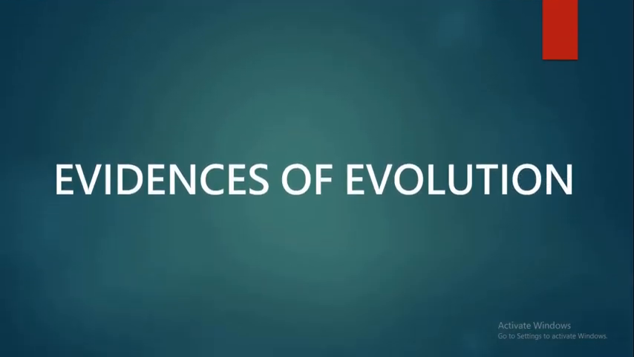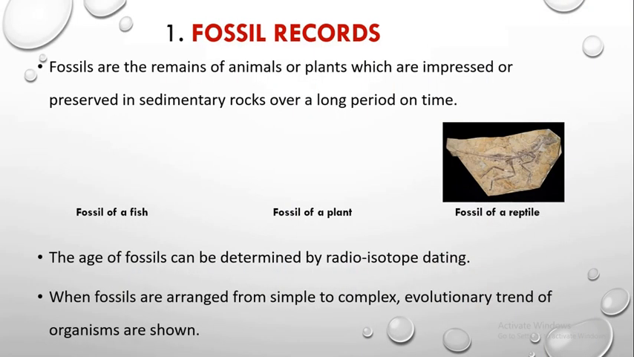What are the evidences of evolution? In this video, we shall be looking at 6 different types, and the first evidence is called fossil records. What are fossils? Fossils are the remains of animals or plants which are impressed or preserved in sedimentary rocks over a long period of time. Take note that fossils are not the actual organism, rather, they are the shape of the organisms impressed in rocks, or what we call impressions of organisms impressed in rocks.